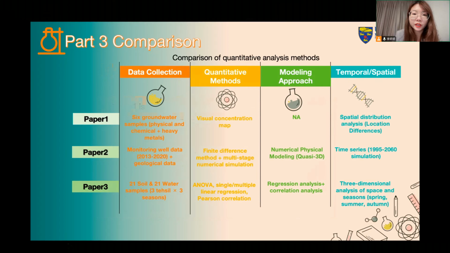Paper 1 relied on sample-based lab testing. Paper 2 used time series simulation and numerical physics models. Paper 3 applied correlation analysis and regression models across time and space. The diversity shows how quantitative tools are tailored to specific research goals.